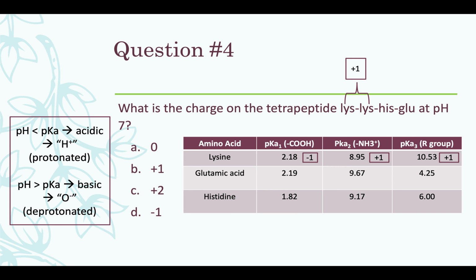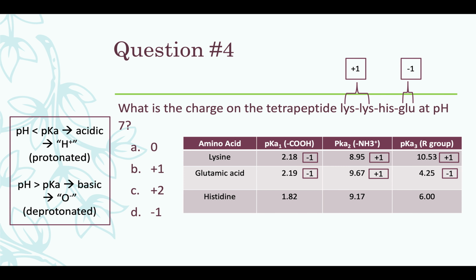Okay, so let's focus with glutamic acid first. The pKa of both the carboxyl and the R groups are less than the given pH. So you have here a deprotonated form, which means they would bear a negative charge. And then for the amino group, since the pKa is greater than the given pH, it would bear a positive charge. So in total, you will have here a negative charge.